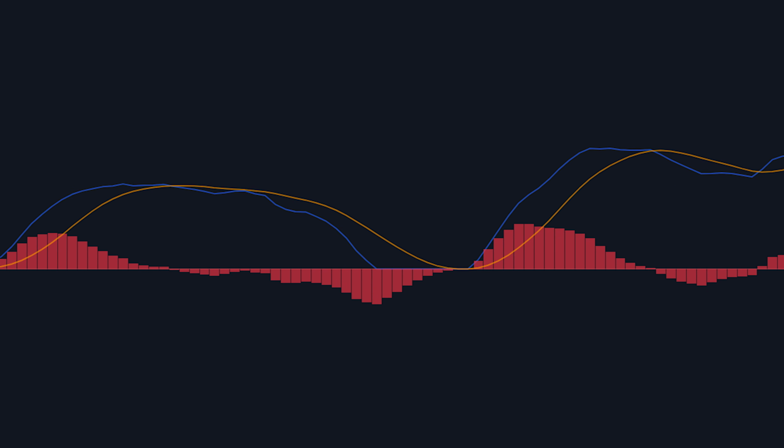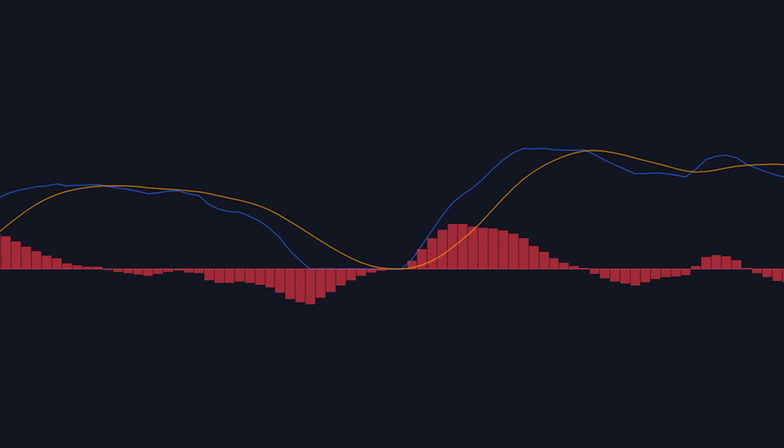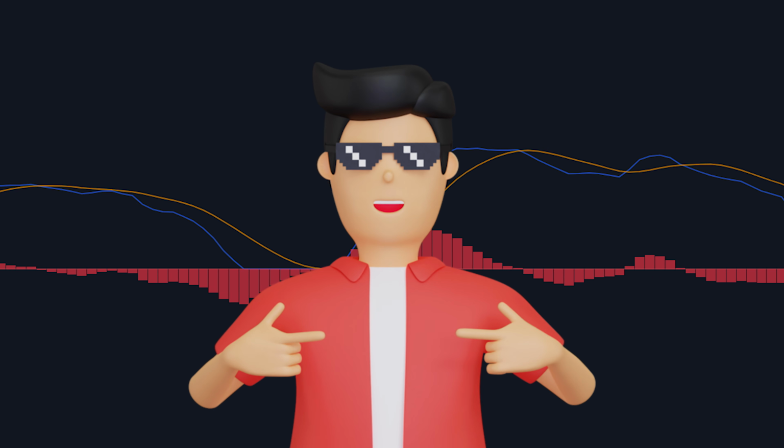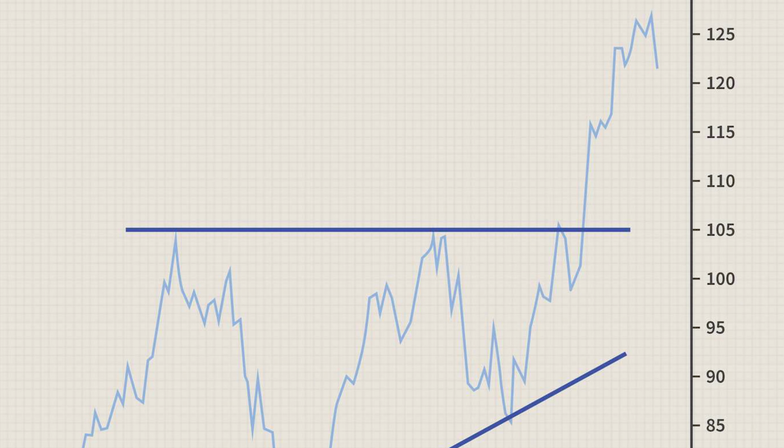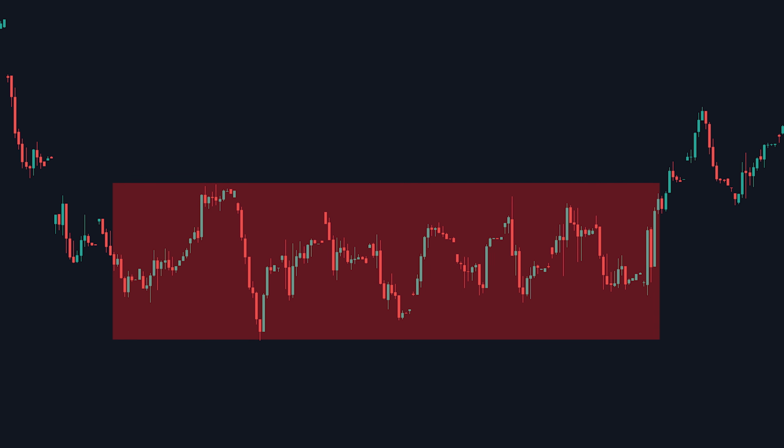The final strategy I like using with this indicator is how I personally use it on a day-to-day basis. I like to use this indicator for finding breakouts. This is how I do it. First, you want to look for a strong market consolidation.